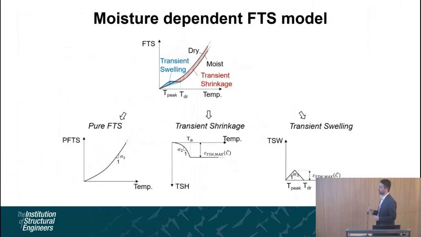And similarly, I've defined a moisture-dependent free thermal strain model, where the free thermal strain is seen as the sum of three contributions. First, pure free thermal strain, a moisture-independent strain component. This is the classic free thermal strain model that we use for any engineering material. Second, a moisture-dependent component that I call transient shrinkage, which accounts for the effects of drying on the free thermal strain of the material. And third, an additional moisture-dependent component, which I call transient swelling, which accounts for the internal movement of water from micropores to macropores, so the micro diffusion of water, and how this affects the macroscopic behavior of concrete.